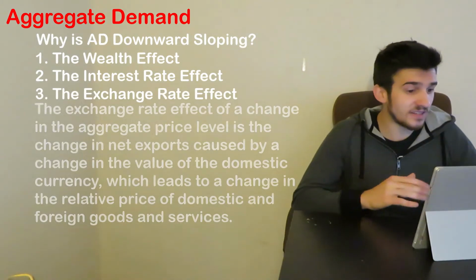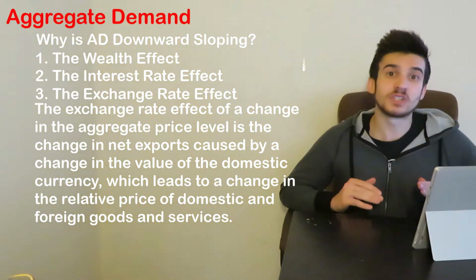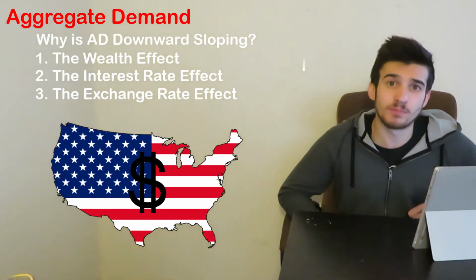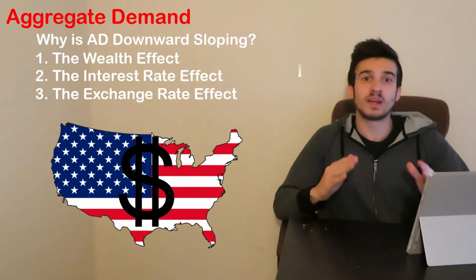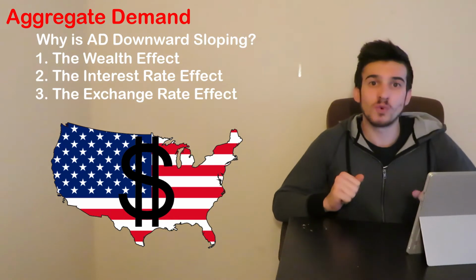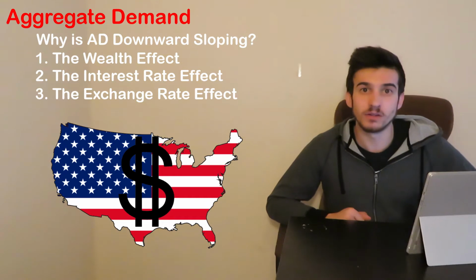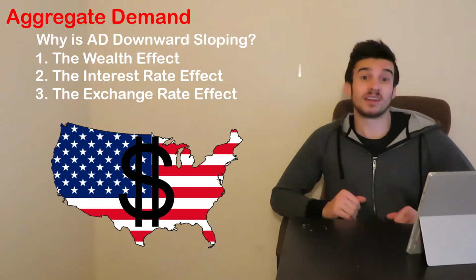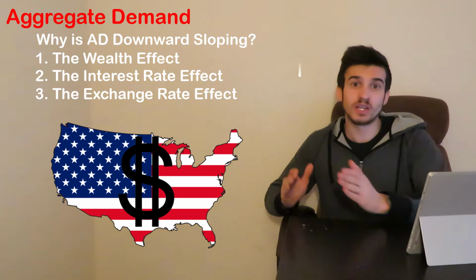The exchange rate effect is going to be the change in net exports caused by a change in the values of a nation's currency. This leads to a relative change in price of domestic and foreign goods and services. Let's say, for example, the US price level rises. Well, what exactly is going to happen? All other things equal, with the prices in other countries remaining the same, a rise in US price level is going to make US produced goods and services more expensive relative to foreign made goods. This is going to cause foreign countries to stop importing goods and services from the US, and it also might cause US citizens to import goods and services from another country at a lower cost.